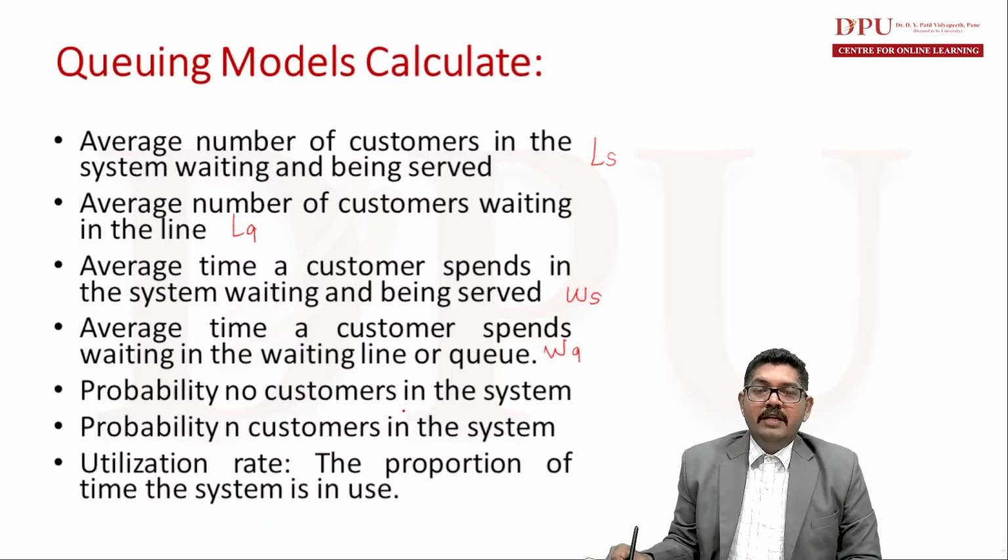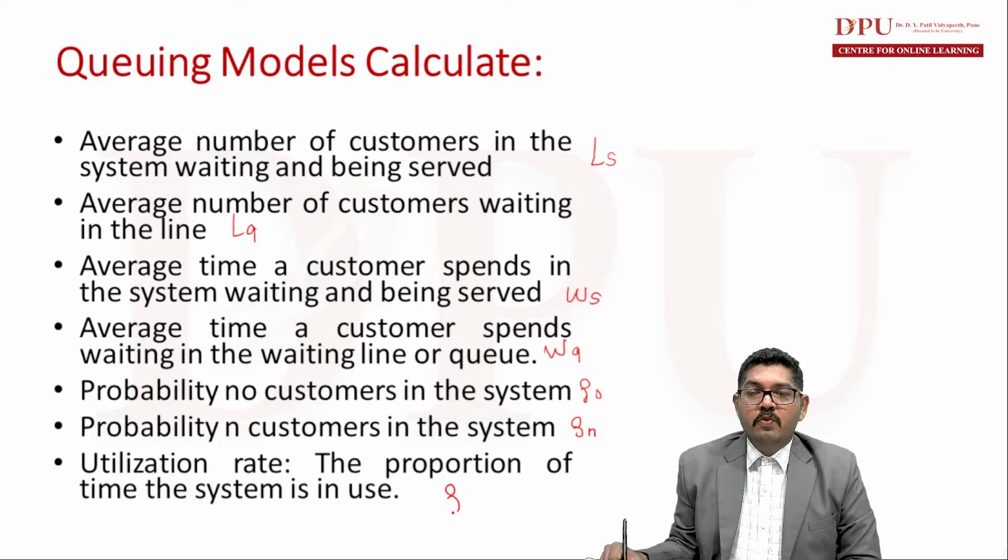Then probability that there is no customer in the system. So one needs to understand whether the system is idle or not. We have to calculate the probability that the server is idle, that is, there is no customer in the service center. So this is denoted by P0. Probability that there are n customers in the system. And utilization rate, the proportion of time the system is in use. This is denoted by rho. This is probability n, Pn. So the probability that there are n customers in the system is denoted by Pn.